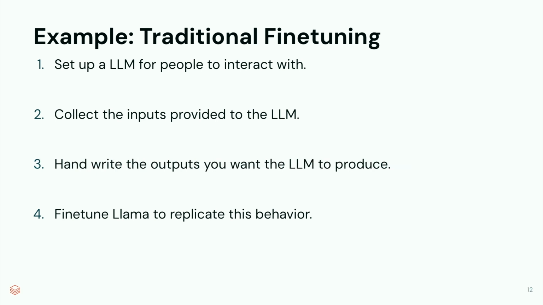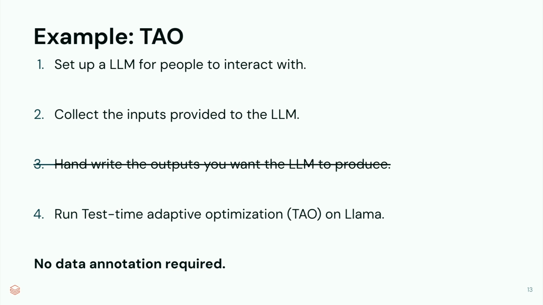So what if there's a way to get around this? If we go to the TAO example that we've talked about a lot, first in our blog 2 to 3 months ago, and also now, we can follow a similar flow, where first we set up the LLM for people to interact with. Then we still do the same step of collecting all the inputs in AI Gateway, and you can log them into your UC or Delta tables. And then actually, you can skip step 3 entirely, and you don't even need to go through this really laborious step of finding the LLM outputs either on your own or by buying them from a crowd-working company. So this doesn't require any data annotation. And then you can skip straight to step 4 and just run test time adaptive optimization, or TAO, on Llama.